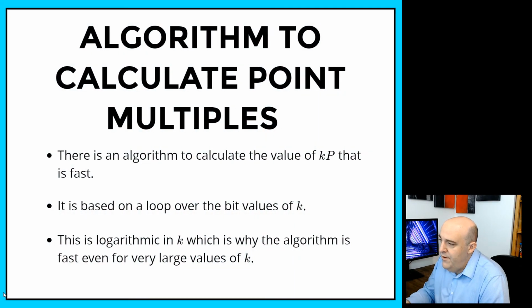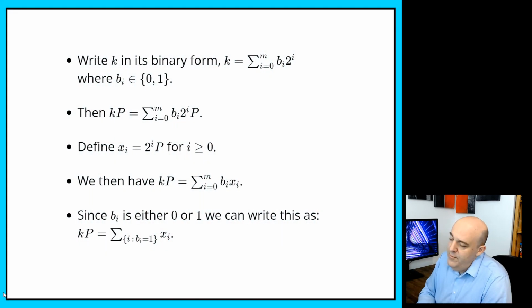So there is a very nice algorithm to calculate multiples of a point, and it involves the binary expansion of k, the base 2 expansion. The number of bits of k is logarithmic in the size of k, and that's why this algorithm is going to be very fast, even for very large values of k. All right, so here's a brief description of the algorithm.